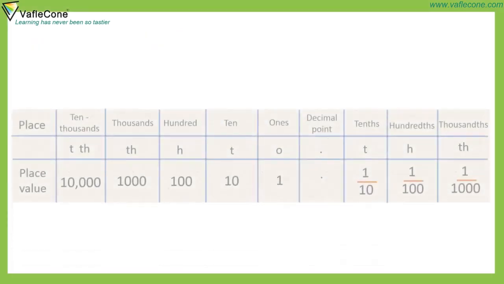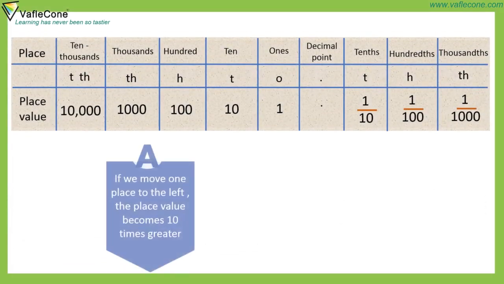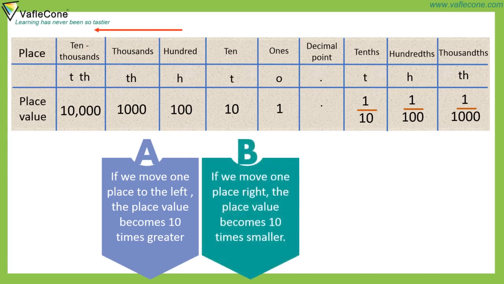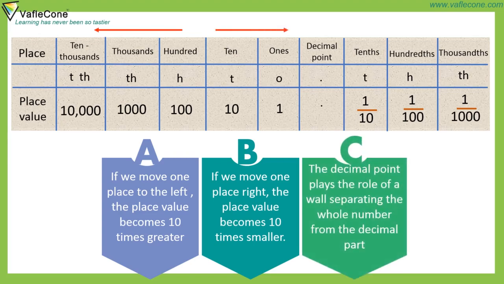With reference to the table above, if we move one place to the left, the place value becomes 10 times greater. If we move one place right, the place value becomes 10 times smaller. The decimal point plays the role of a wall separating the whole number from the decimal part.